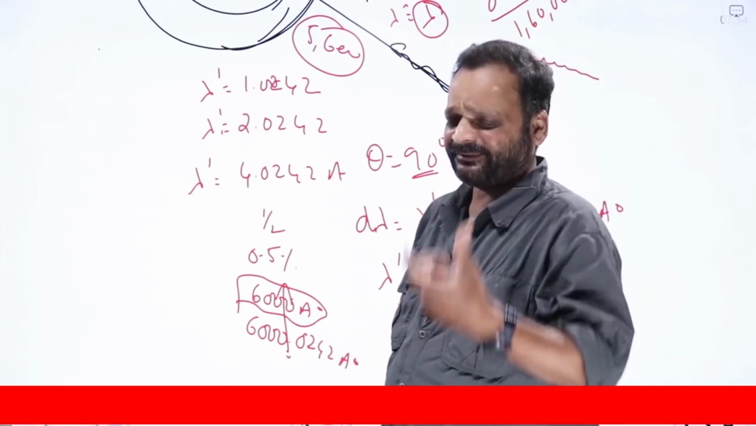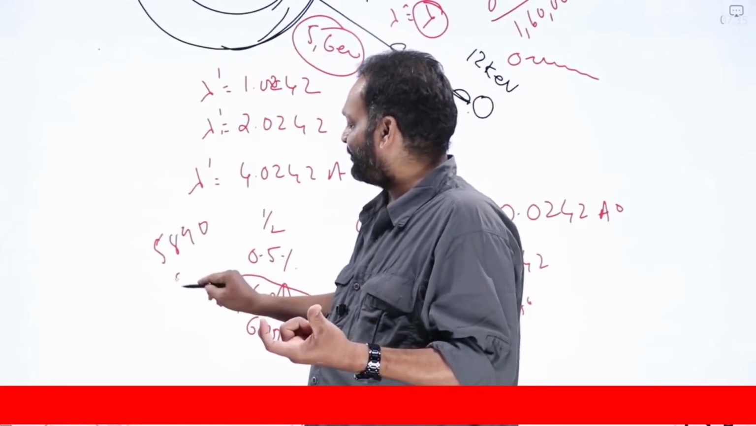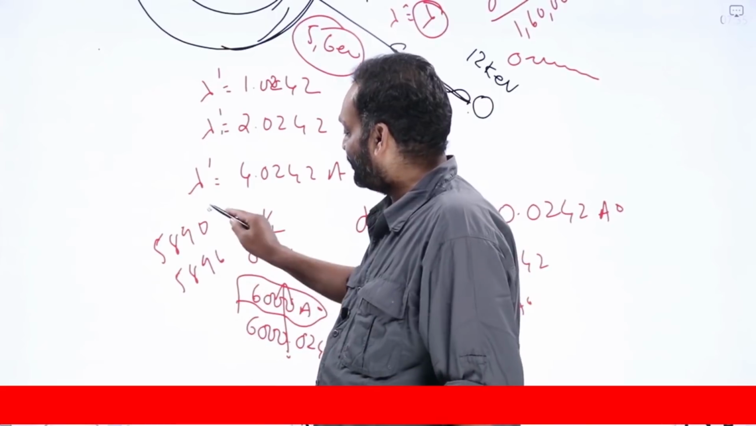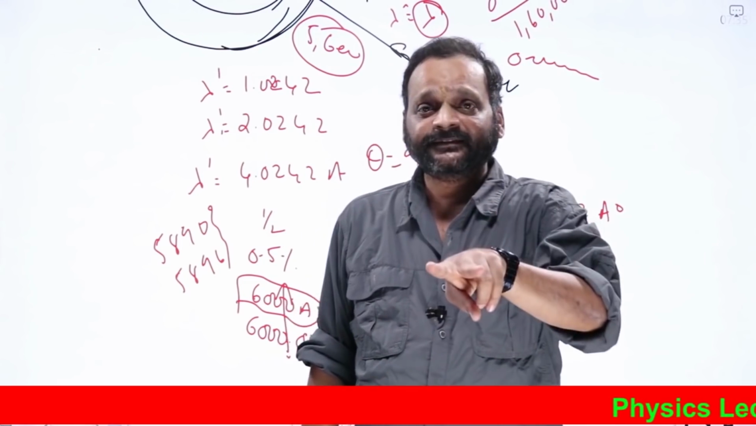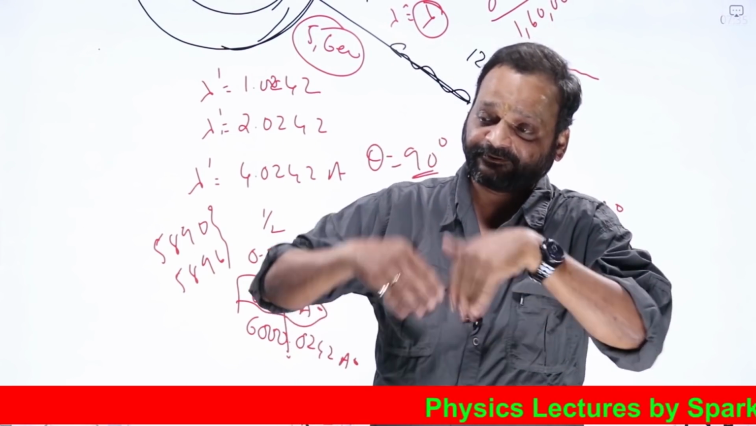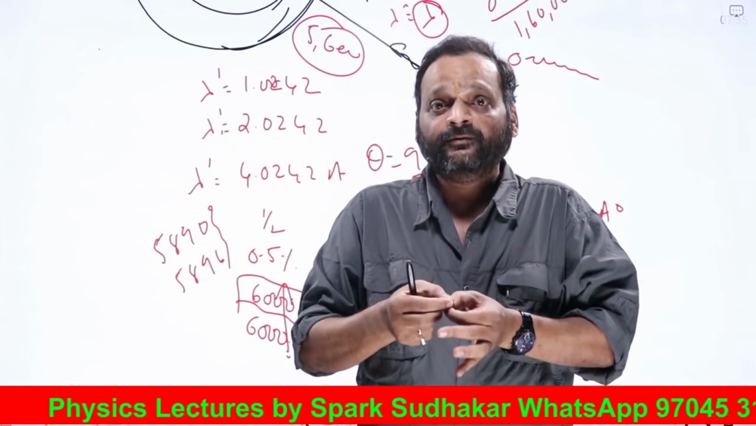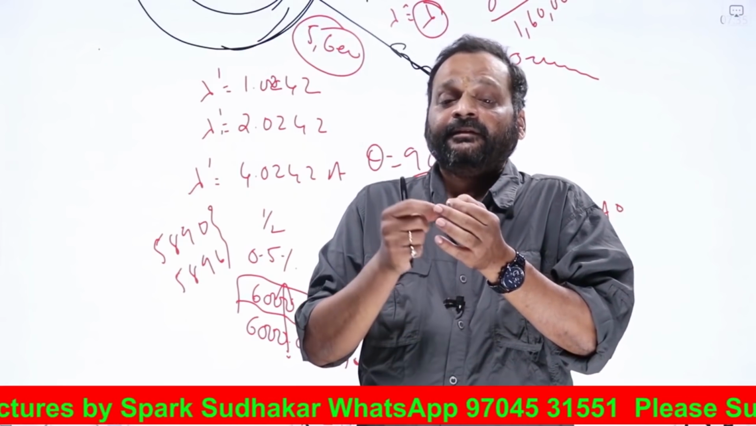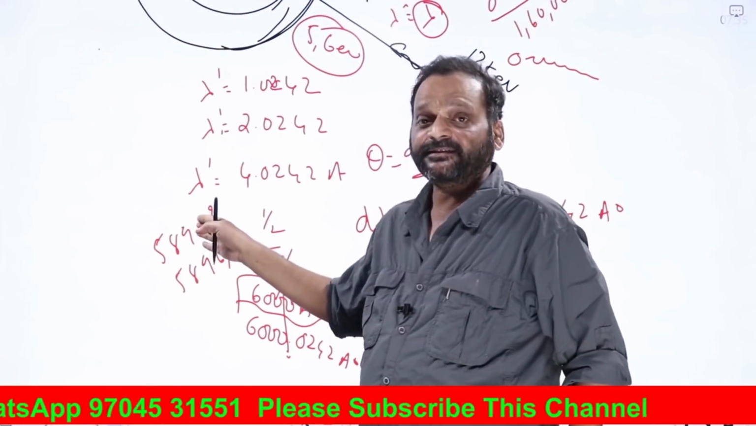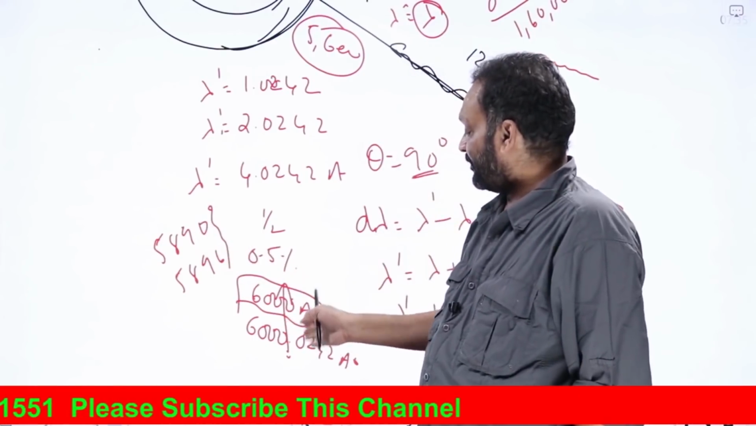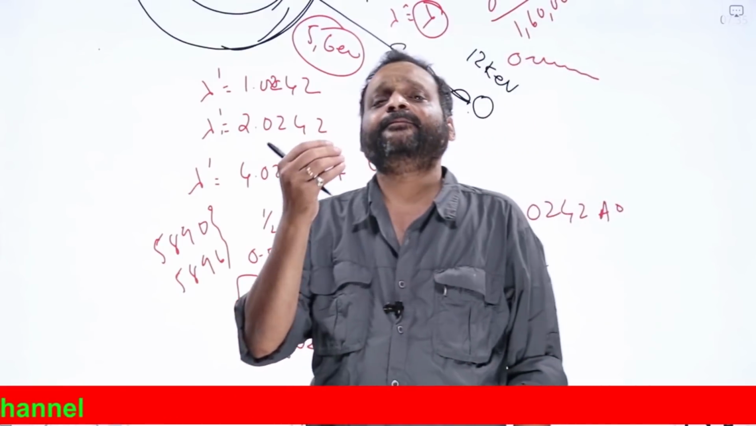See, in a sodium vapor lamp, what are the two wavelengths we get? 5890 and 5896 angstrom. Though there is a 6 angstrom difference, it's very difficult to observe them as two different lines. We put a diffraction grating, diffract through first order, and go to second order. In first order the lines will be extremely close, difficult to take readings. In second order they will be slightly separated. But here, 6,000 and 6,000.0242 is very difficult to observe, which means we cannot observe the Compton effect at all.